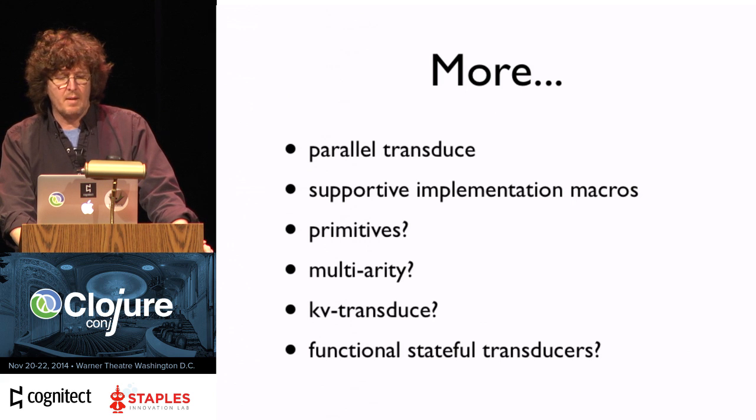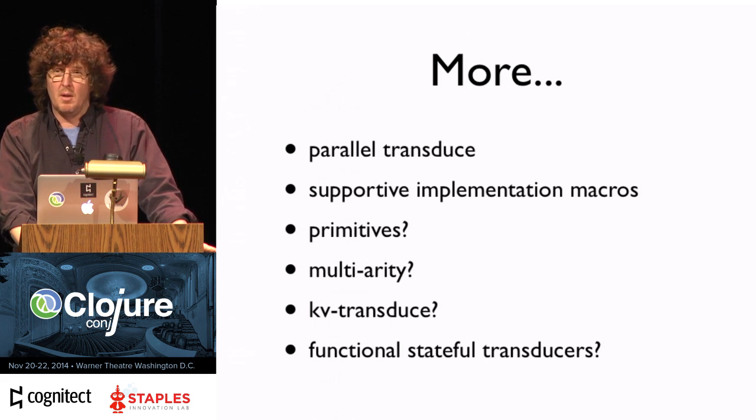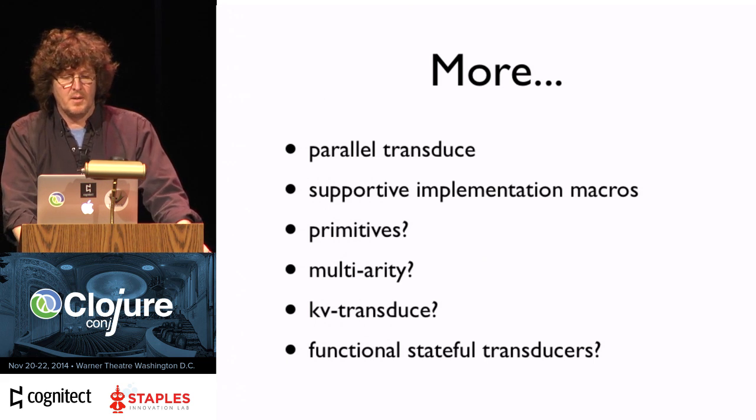We have ideas about supporting primitives. There's open questions about multiarity. Map, in fact, does support multiarity, but not all the other ones do, and it doesn't really make sense for a lot of the others, but it might for filter.